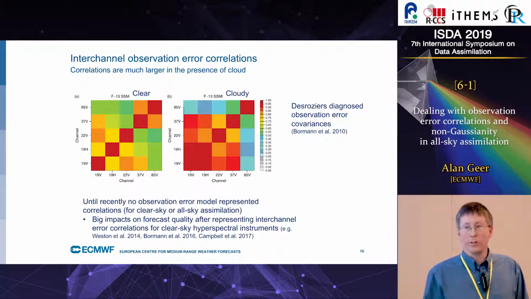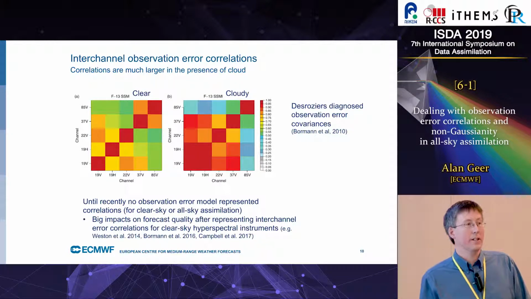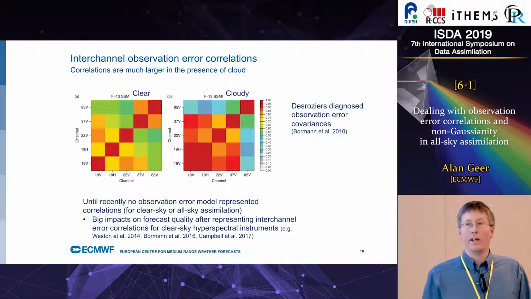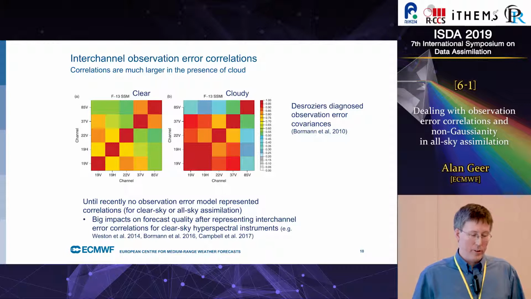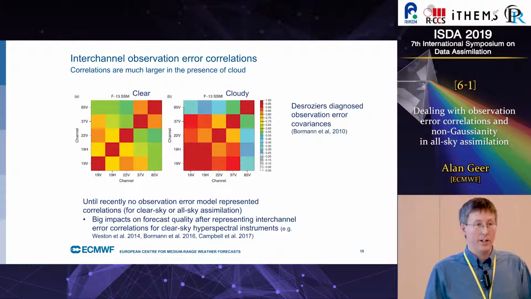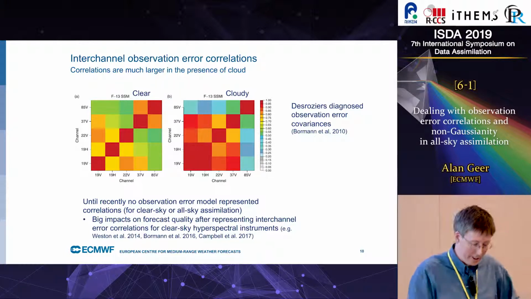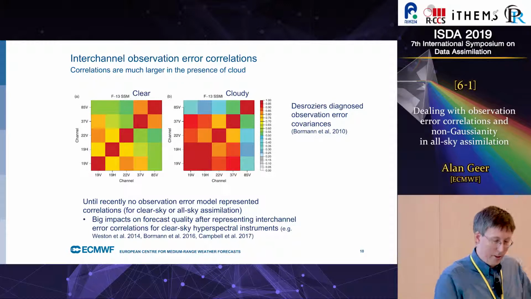The other reason we would want to model error correlations is that there's been a lot of success already in operational centers with using interchannel error correlation matrices for hyperspectral instruments. And for example, at ECMWF, this added 1% to our forecast scores, and the hyperspectral instruments started really benefiting the system. So hopefully we can do the same for all the other sensors.